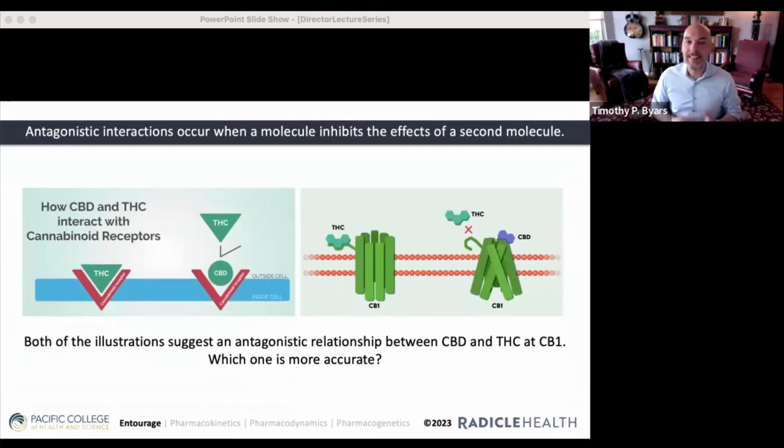And then the last one is antagonistic interactions. These occur when a molecule inhibits the effects of the second molecule, and antagonistic interactions can occur if, for example, one molecule is an agonist at a receptor and the second one is an antagonist at the same receptor. So in this scenario, the two molecules would compete for the same receptor sites and they would have different impacts on the cell to which they're binding. Antagonistic interactions can also occur if one molecule is an agonist and the second is a negative allosteric modulator.